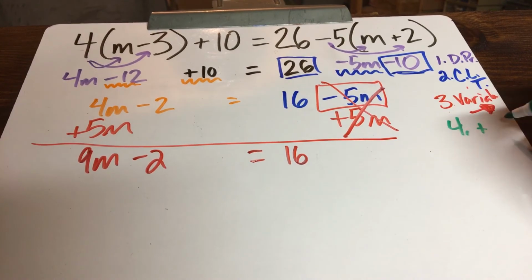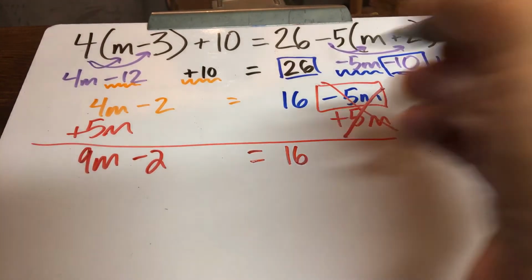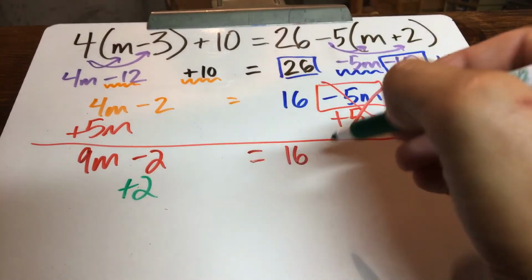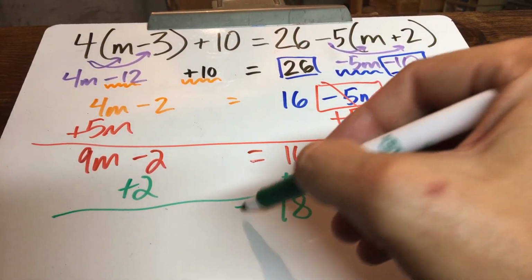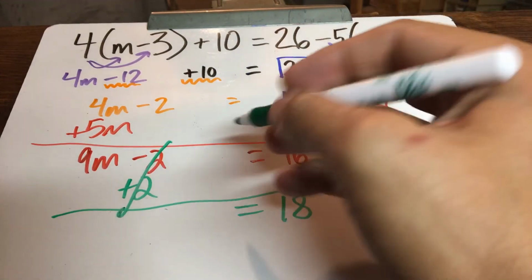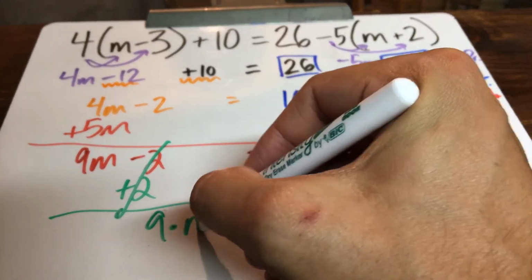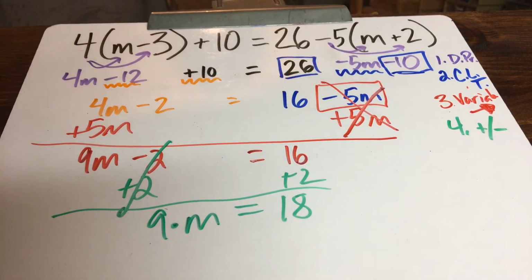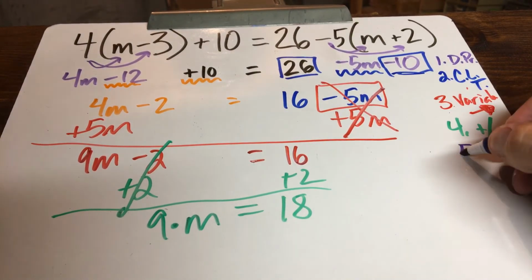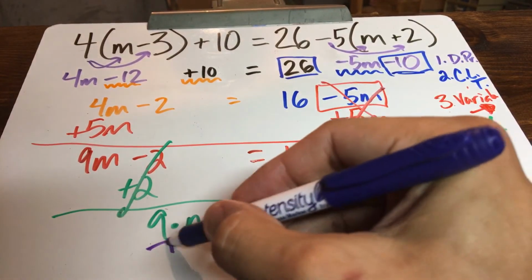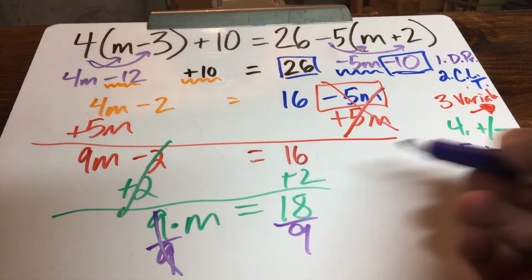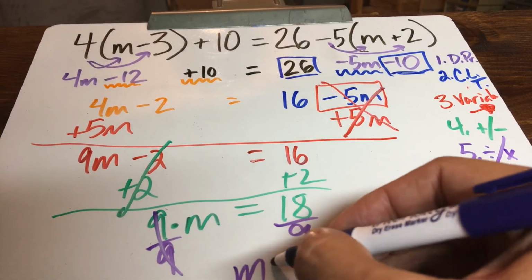Now I want to add or subtract. That's a plus sign with a little minus sign. I want to do plus 2 and plus 2. In green, that's going to give me 18 equals negative 2 plus 2 is 0. So 9 times something equals 18. Obviously, that's a mental math question for everybody. But just in case you really needed to show your work, very last step, you're going to multiply or divide. And usually it's dividing, at least in these questions today. 18 divided by 9 is 2.